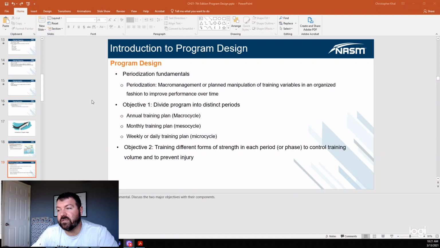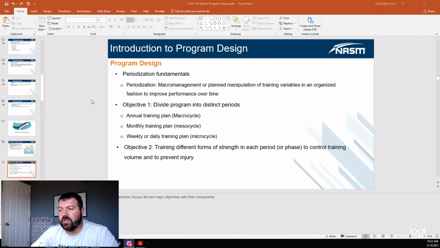Periodization fundamentals. So periodization is the micromanagement or planning manipulation of training variables in an organizational fashion to improve performance over time. Okay, so it's divided usually into distinct periods. These are the annual plan, which is the macrocycle, the monthly plan, which is the mesocycle, and then the daily or weekly, usually weekly, which is going to be your microcycles.